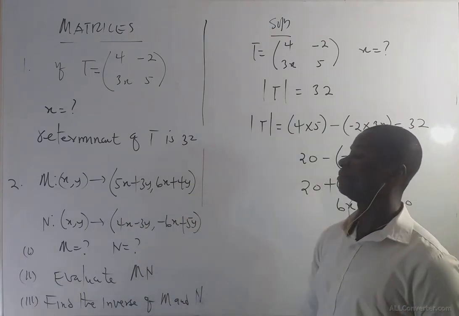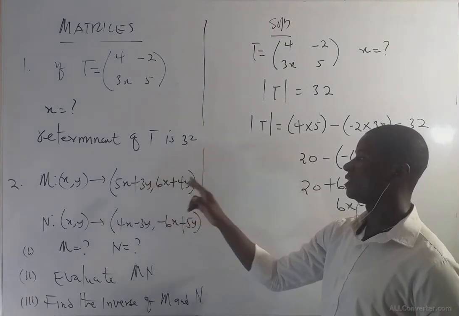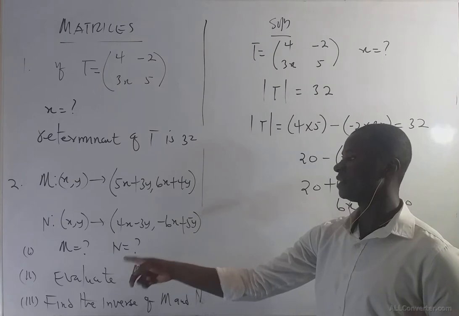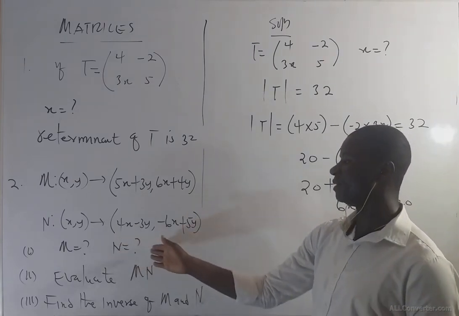Now, when you look at the transformation, you can write matrix M. It's 5, 3, 6, 4. You can see that. And this is 4, minus 3, minus 6, 5. And I guess you understand what I'm doing. That will be your matrix M and N.